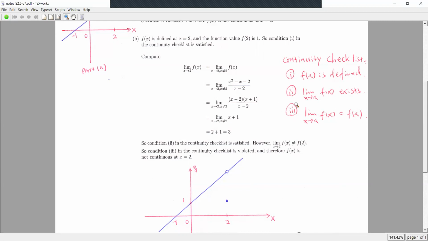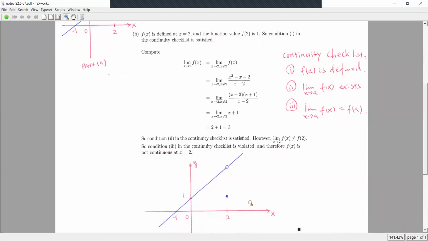However, condition 3 is not satisfied. The limit at 2 is 3. This limit is 3. But the function value at 2 is 1. They are not equal. Therefore, the function is not continuous at point 2.